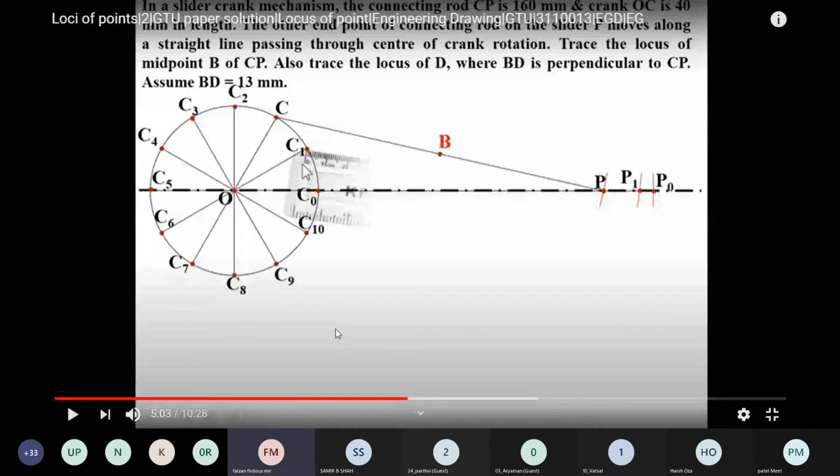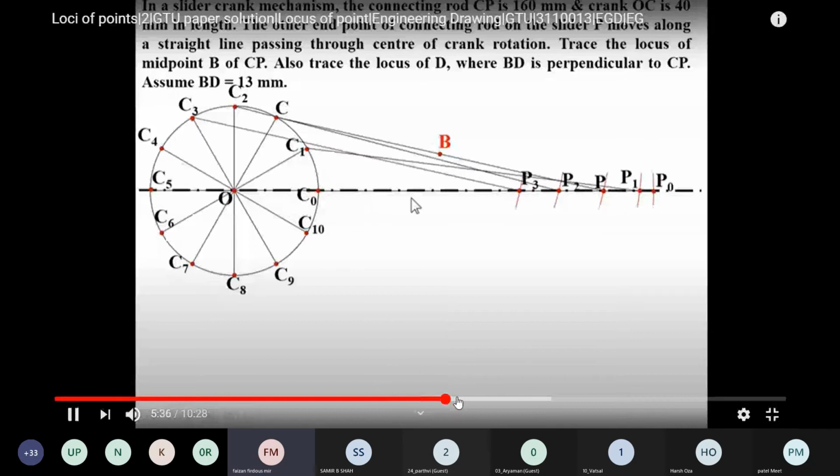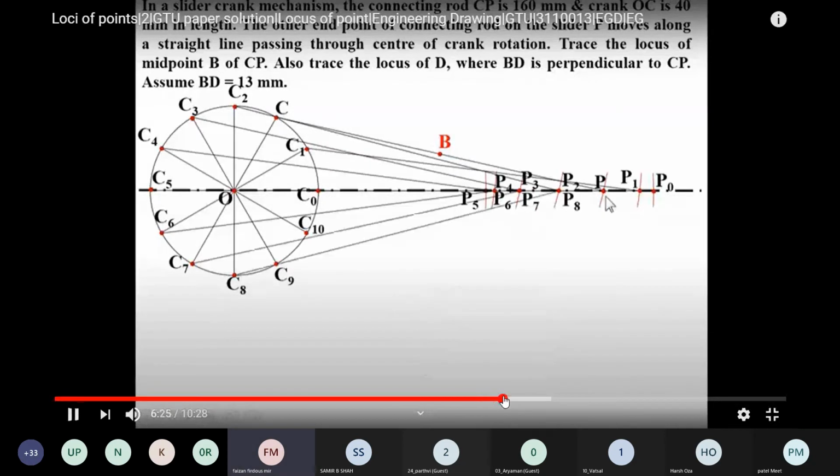One habit you have to create: whenever a point is marked on any center line, at that time, every time, suppose this is C1 and I get the point P1 on this line, immediately mention that this is the point P1. Mention it every time in this way, so you will not be confused when you finish 10 or 12 points. Okay, so C1 is there, C2 is there, C3 is there, and so on up to C10, so you are getting up to P10.